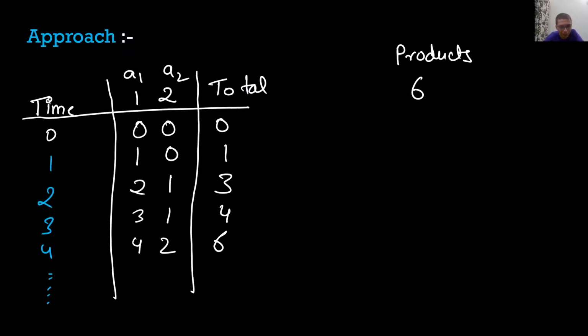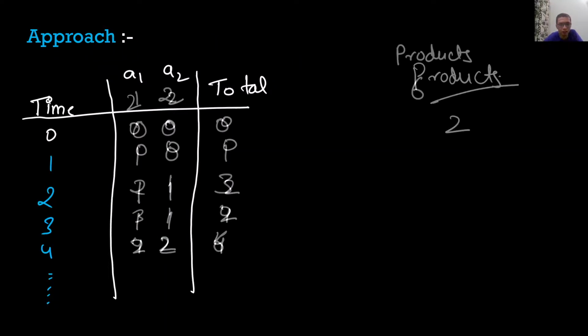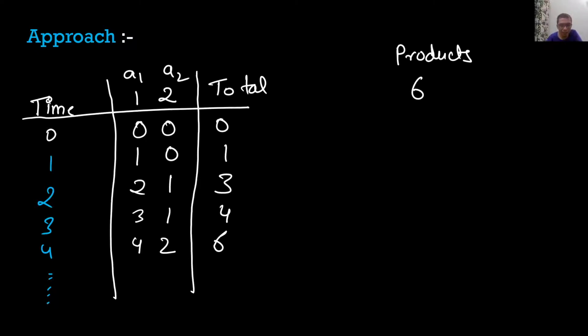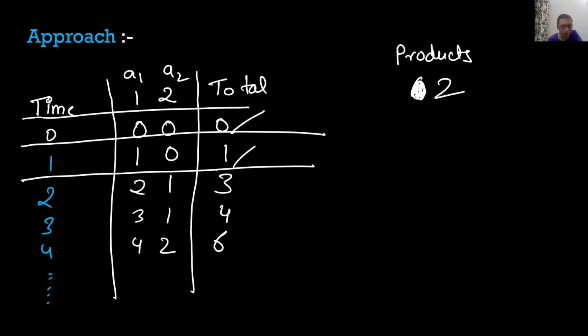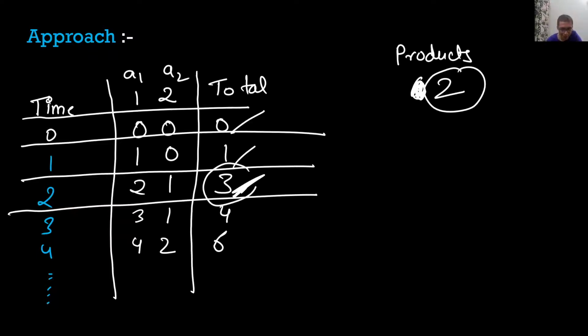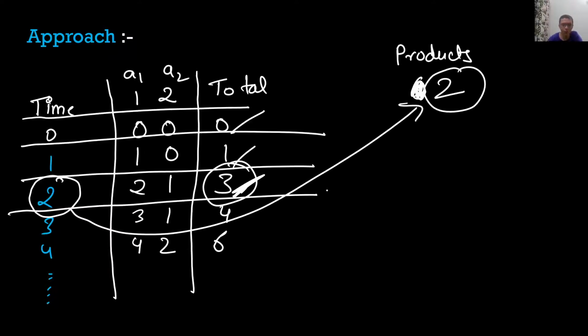Now let's understand these two cases first with the brute force approach, and then we'll solve them using binary search. So let's say I want to make two products, right? So at 0 seconds, we will make no products. At 1 second, we will make one product. At 2 seconds, we will make three products, right? Now we are supposed to make two, we are making three. So we have no problem. I'll simply write this as the answer for two, right?